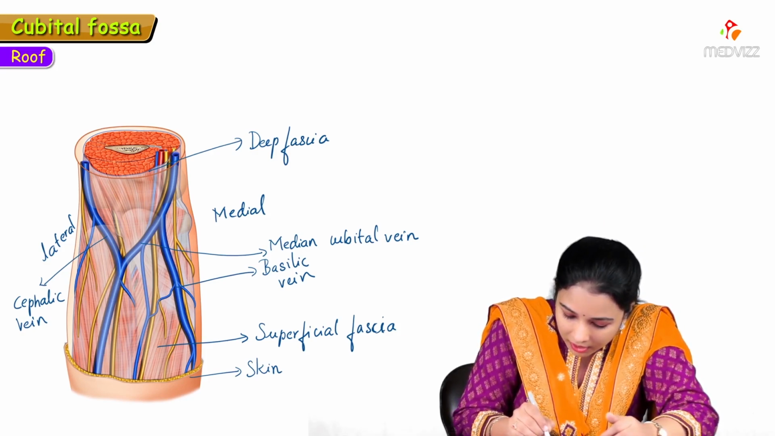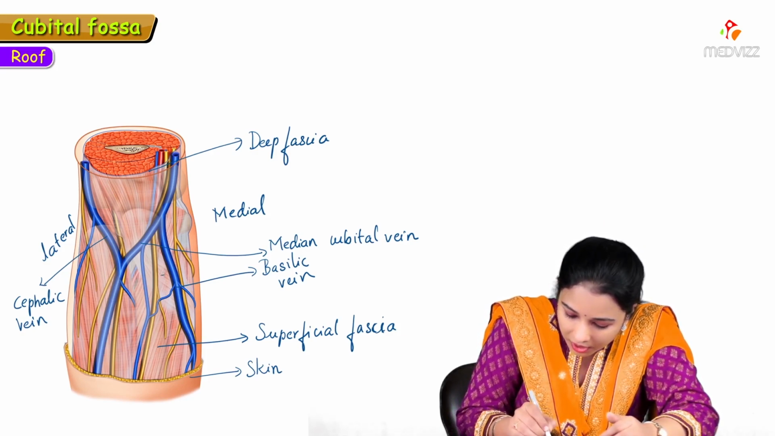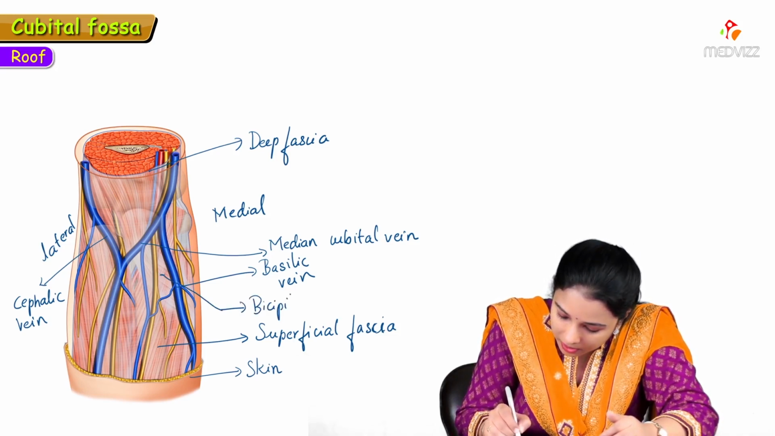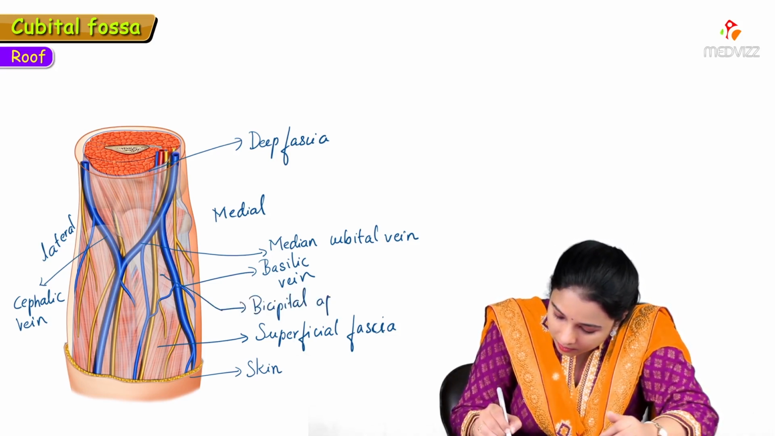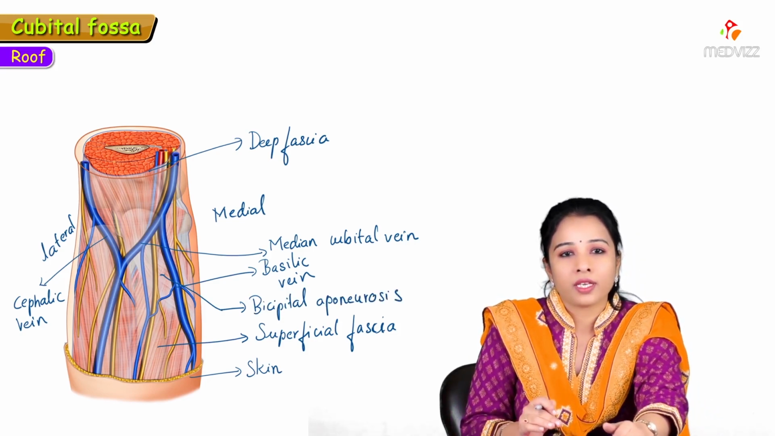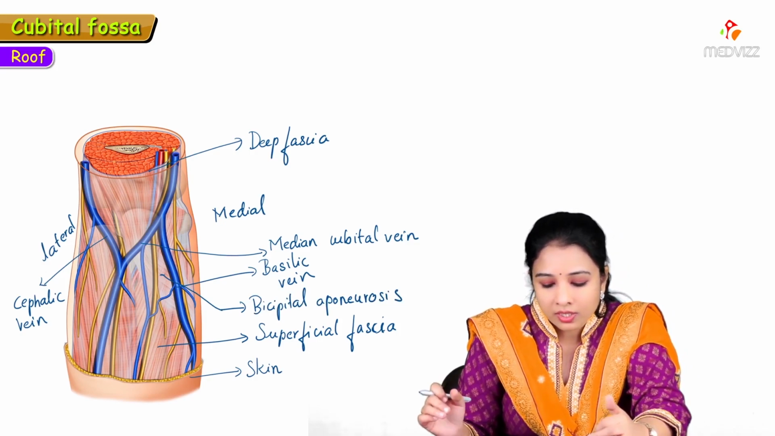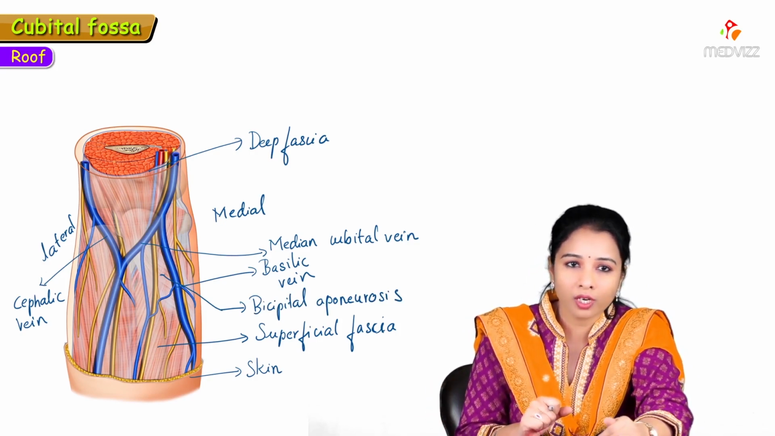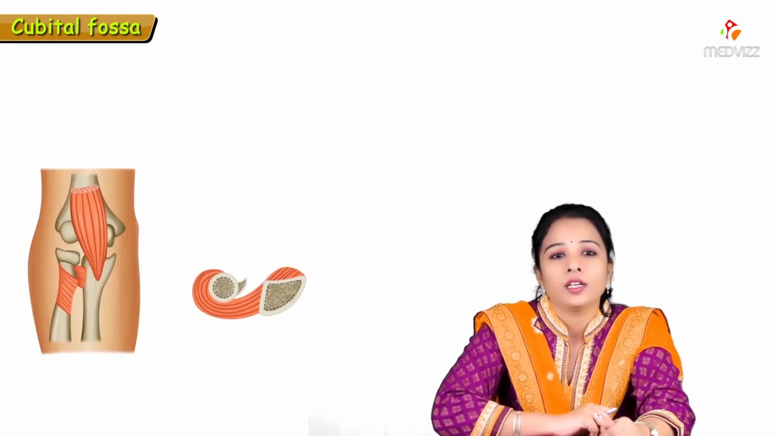So what you are seeing here, if you see little more keenly, you can make out that bicipital aponeurosis, which is formed from the biceps muscle. Okay. So these are the contents of the roof and structures forming the roof of cubital fossa. Let's see the floor of the cubital fossa. It is formed by two muscles. One muscle is the supinator, the other is the brachialis.